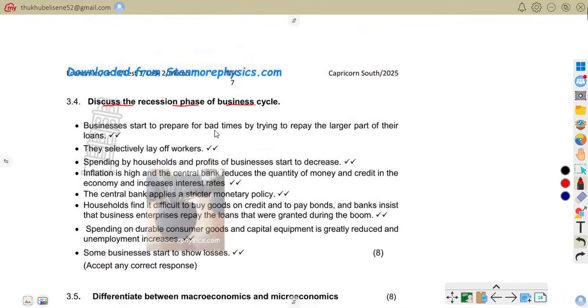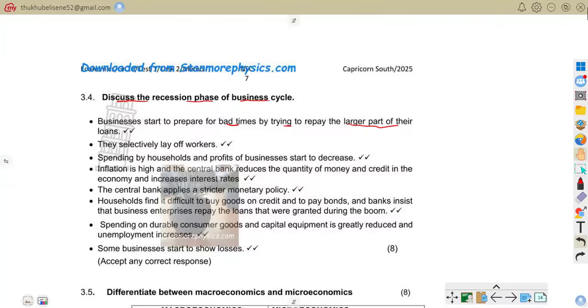So businesses start to prepare for bad times by trying to repay a larger part of their loans. What it means is that firms reduce what? Debt, by making sure that they cut the expenses. They selectively lay off workers, meaning to say unemployment rises. So jobs are going to be lost. Spending by households and profits of business now start to decrease.